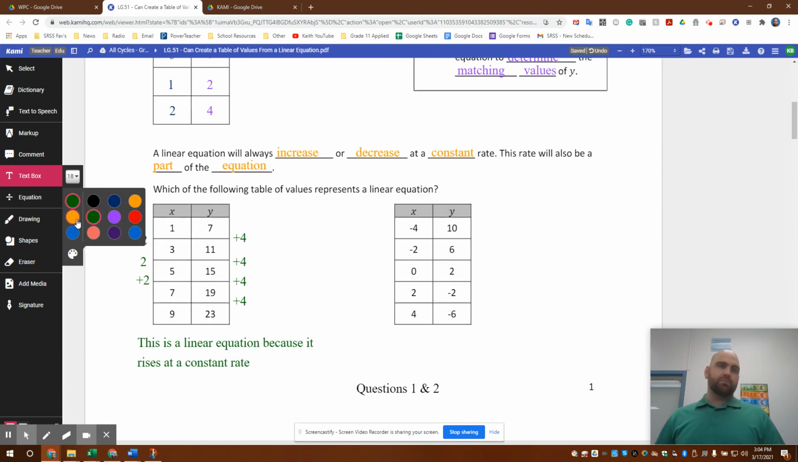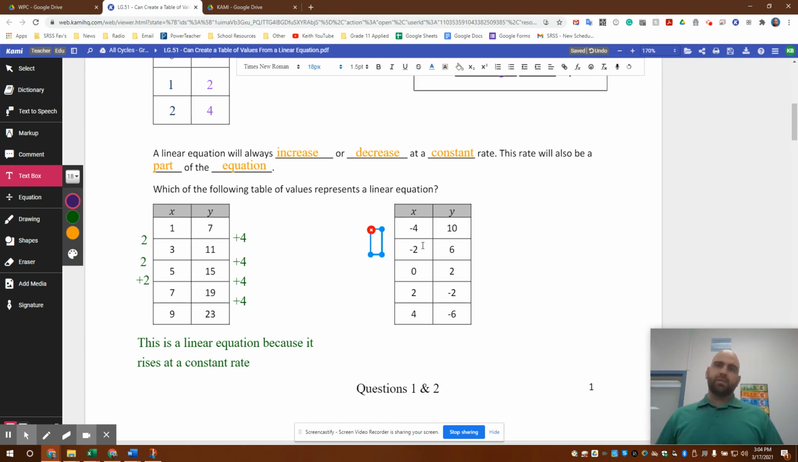This one over here, let's see if this one does the same thing. From -4 to -2, we're adding 2. -2 to 0, add 2. 0 to 2, add 2. So every time we're adding 2. Well, that's a good thing. Let's try this one here. On the right-hand side, we go from 10 to 6, which is subtracting 4. 6 to 2 is subtracting 4. 2 to -2, subtracting 4. And -2 to -6, subtract 4.